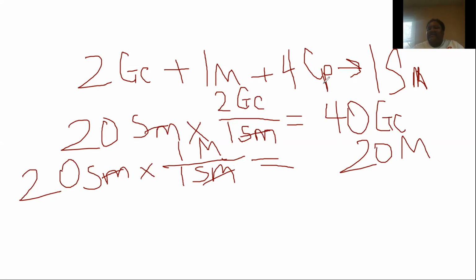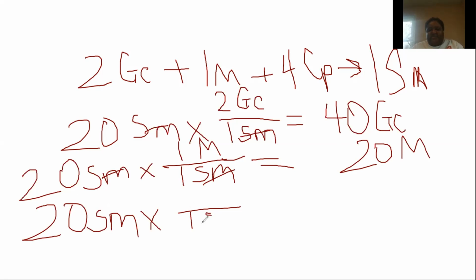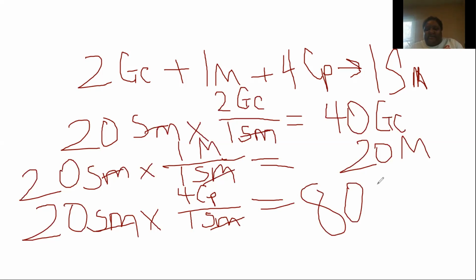And the last thing is, how many chocolate pieces do we need? Again, we write down that we want to make 20 s'mores, so that's our given, times 1 s'more on the bottom per person, so that's our conversion factor. How many chocolate pieces are there per s'more? There are 4. So 4 chocolate pieces per s'more. The s'mores cancel out as a unit, so we're left with 20 times 4 divided by 1. That gives us 80 chocolate pieces needed to make 20 s'mores. So those are your answers: 40 graham crackers, 20 marshmallows, 80 chocolate pieces are needed to make 20 s'mores.